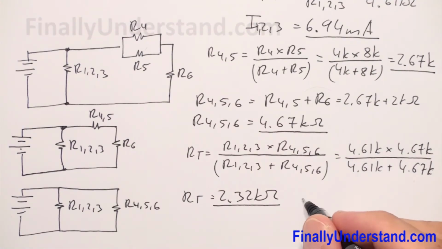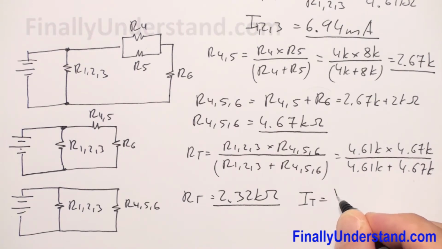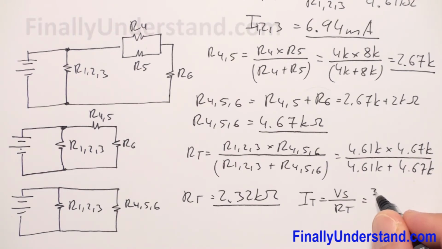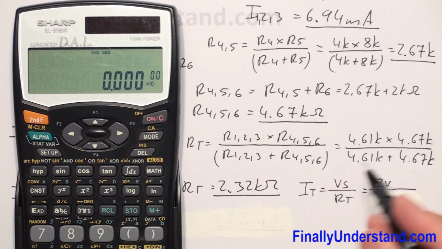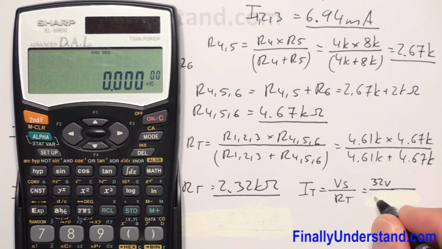If I want to find the total current, I'm supposed to use Ohm's law. I total is equal to the voltage source over R total, where the voltage source is equal to 32 volts, and R total is equal to 2.32 kiloohms.